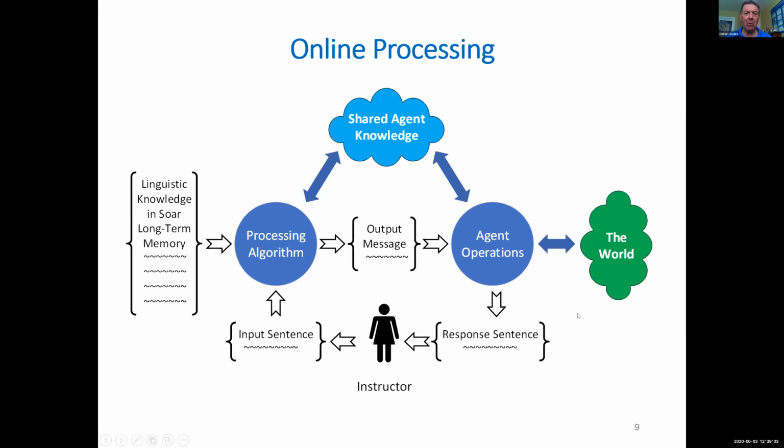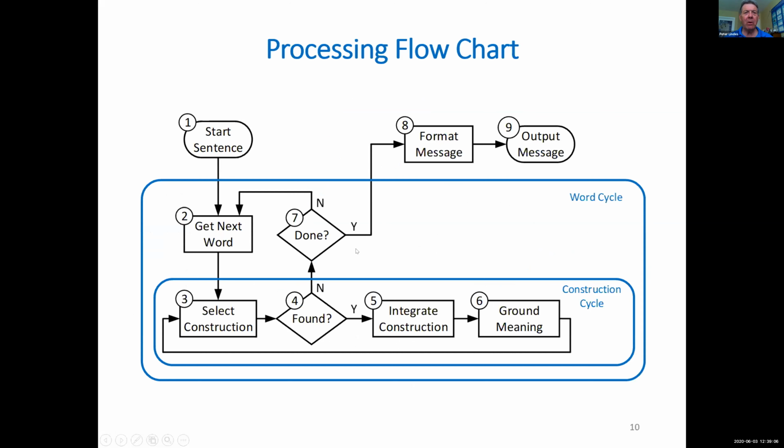So what goes on more in that processing algorithm? Well, here's kind of a flow chart where we start with a sentence coming in, and the end result is to get this output message. So we're going to go around a loop here where we're processing one word at a time. And then at the next lower level, we're going to process one construction at a time. And so there's a word cycle and a construction cycle. The construction cycle has 3 main parts. We first have to select what construction to do next. Then if we found one, we go on. If not, then we're finished processing that word and we go get the next word.